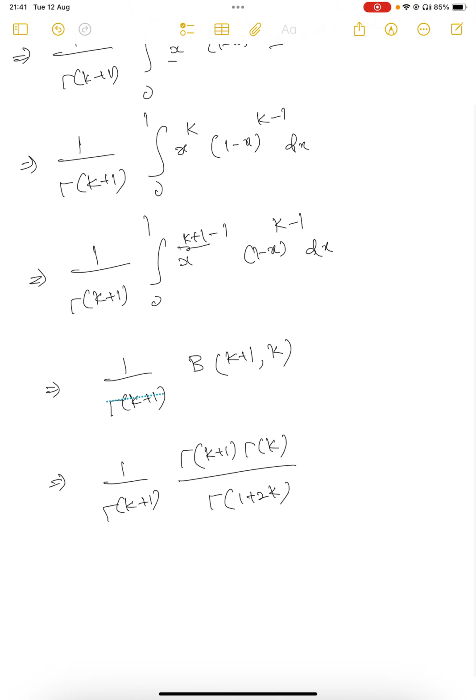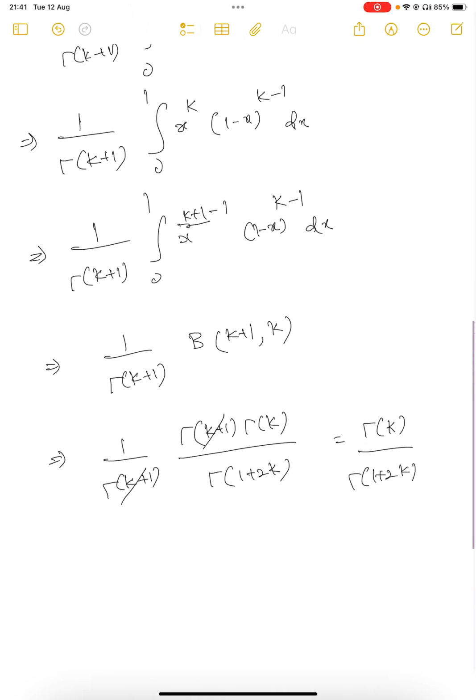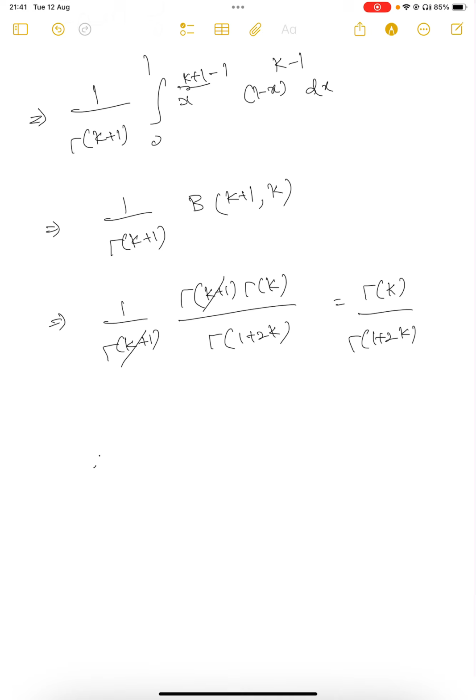Fine. This gamma of k plus 1 and this gamma of k plus 1 will go off. Then gamma of k by gamma of 1 plus 2k is the solution. So the final result is summation n equal to 1 to infinity gamma of n plus k by gamma of n plus 2k plus 1 equal to gamma of k by gamma of 1 plus 2k. This is the result.